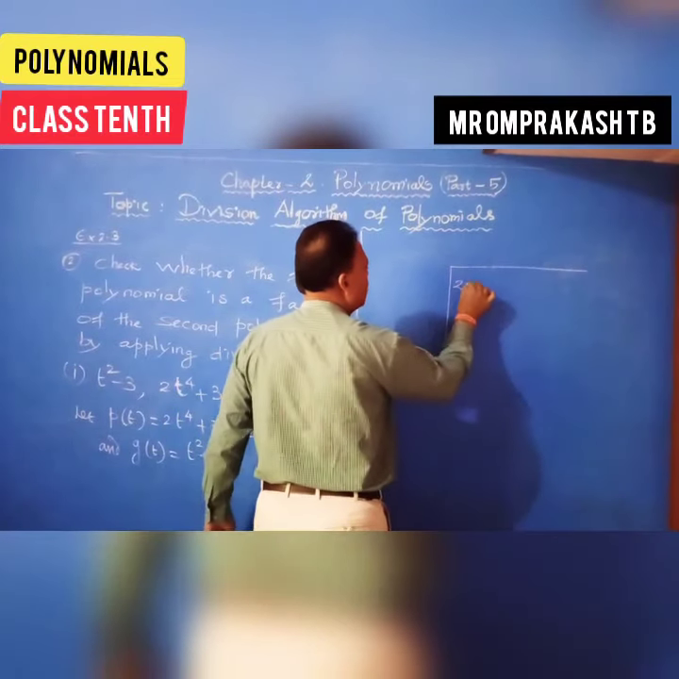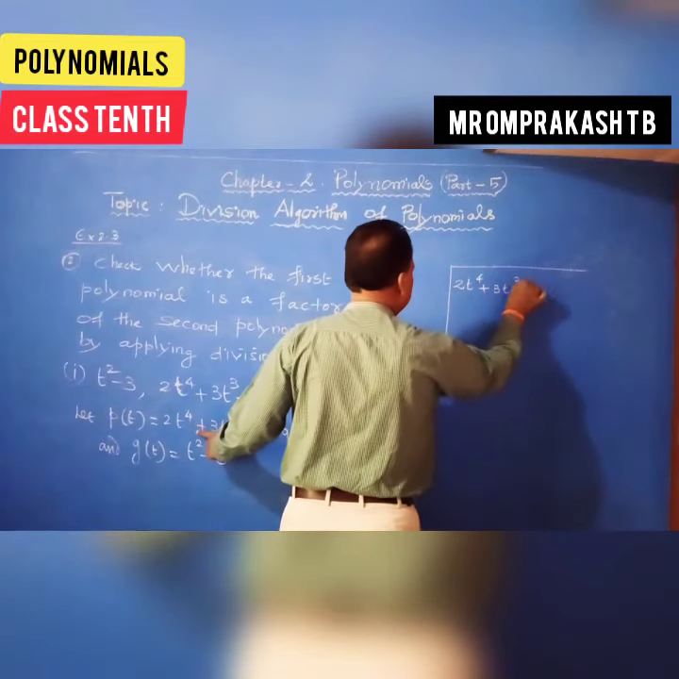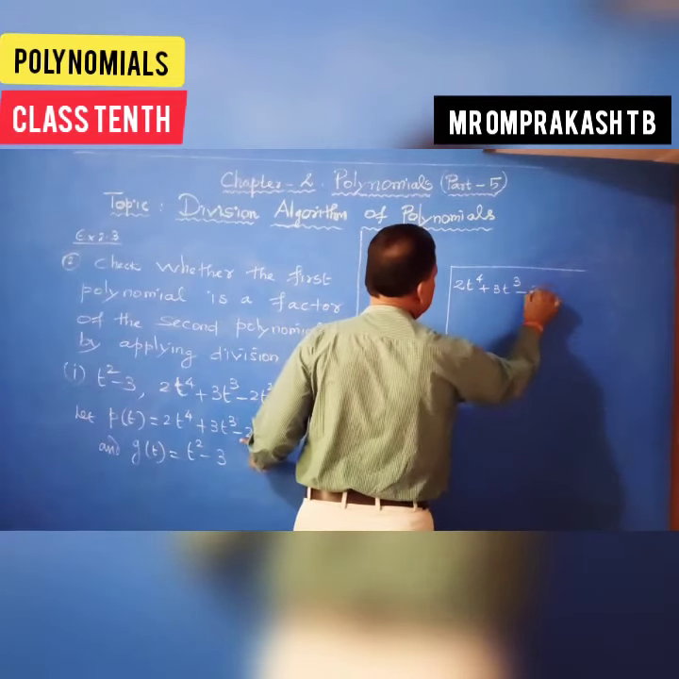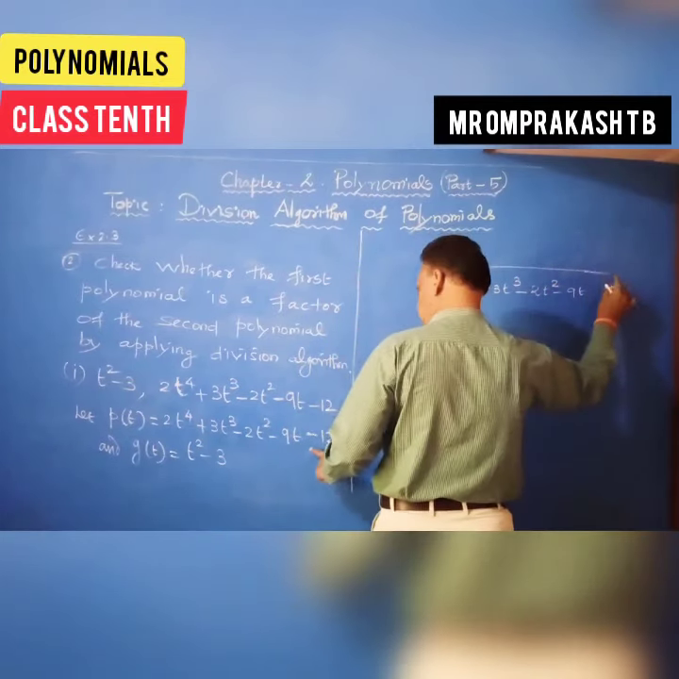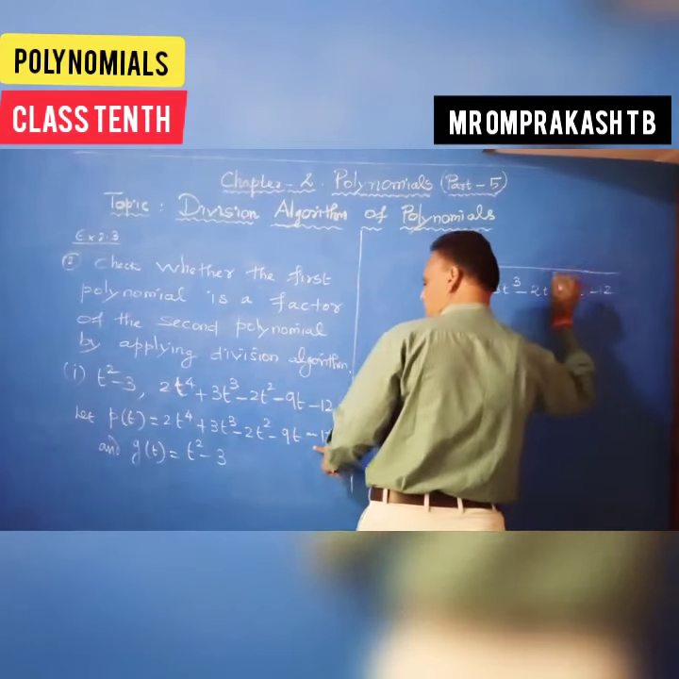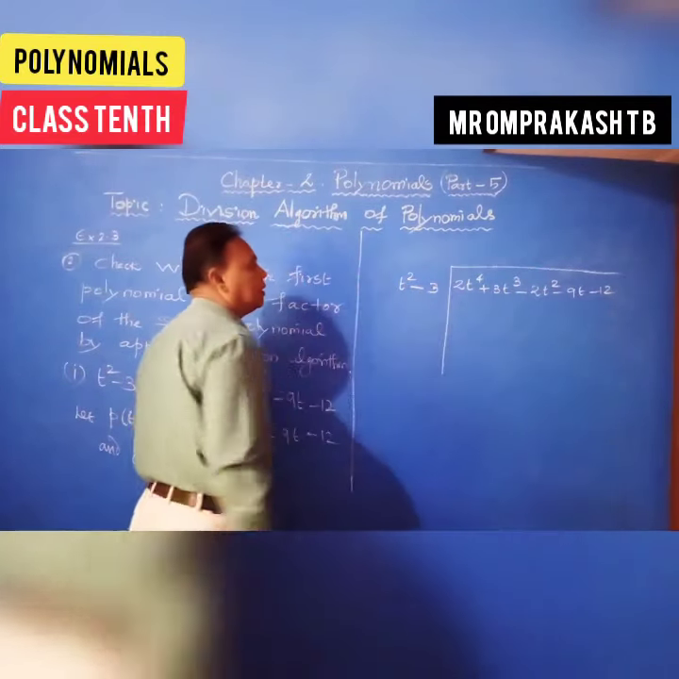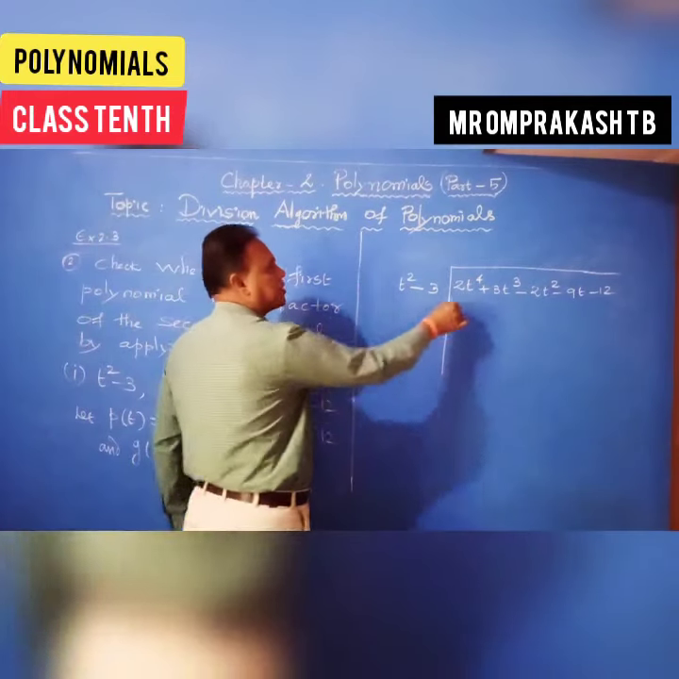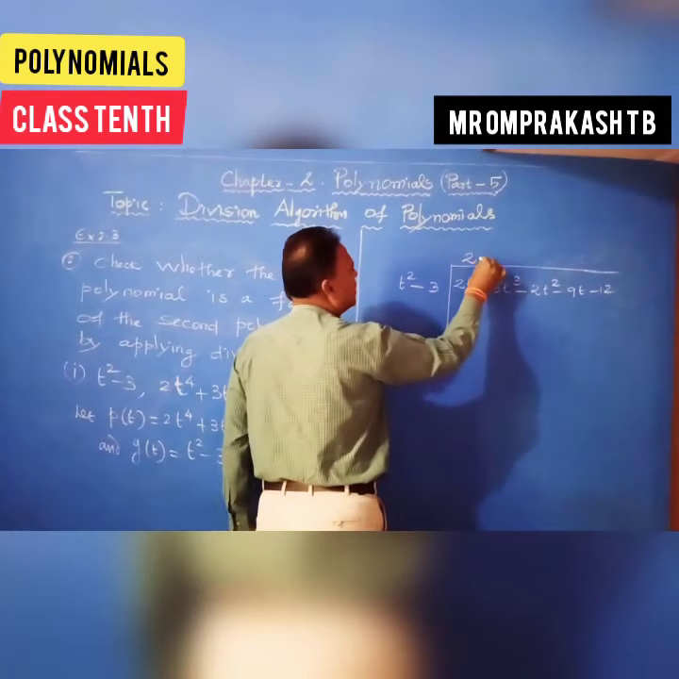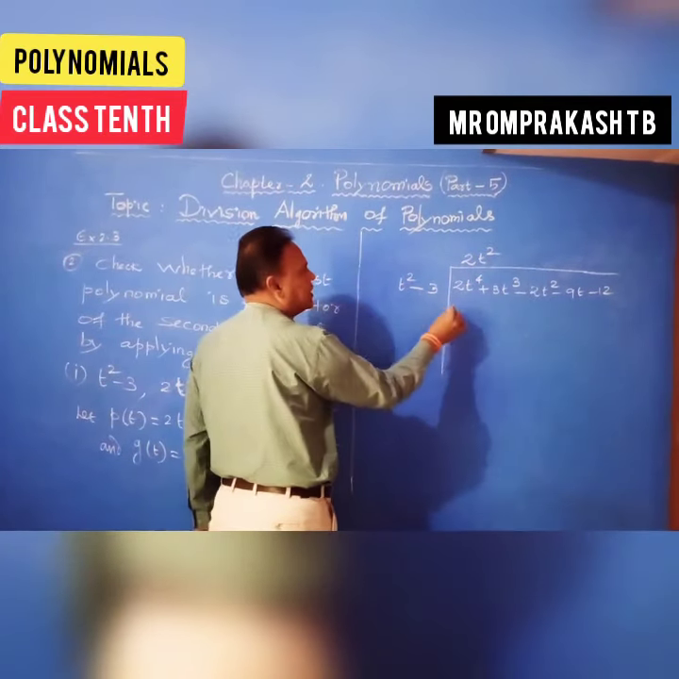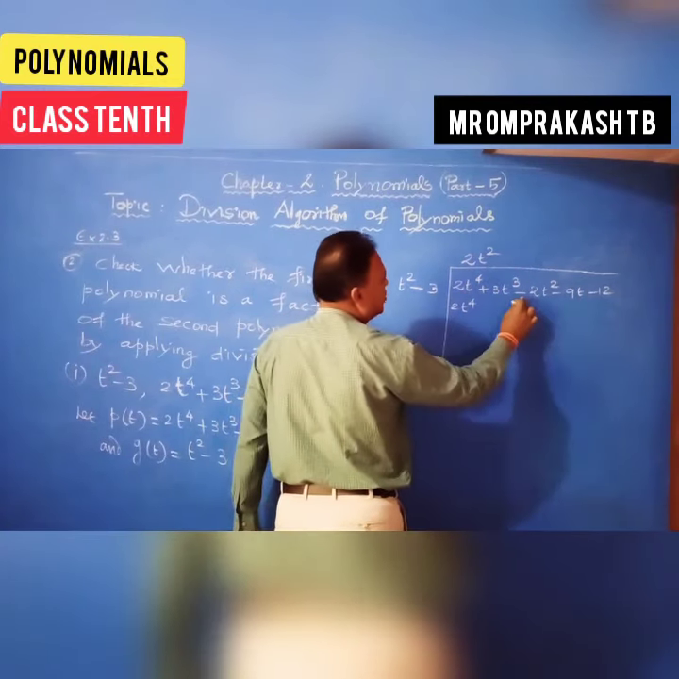Inside you write 2t^4 + 3t^3 - 2t^2 - 9t - 12. Now this one right here, t^2 - 3. As usual, what you have to do is divide this first term by this one: 2t^4 divided by t^2 is what you will get, 2t^2. So multiply with this: 2t^4 - 6t^2, minus 6t^2 right here.